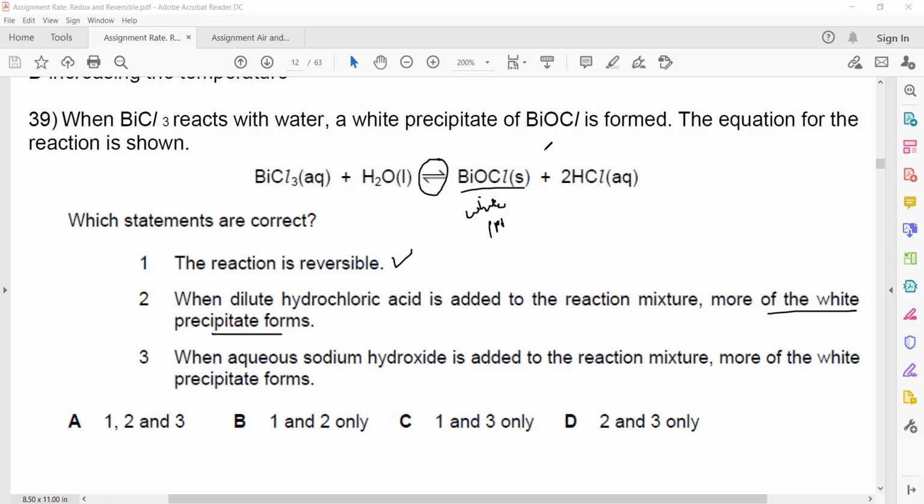So equilibrium will shift towards left hand side. If equilibrium shifts towards left hand side, the amount of BiOCl or white precipitate will decrease. So this is not correct.